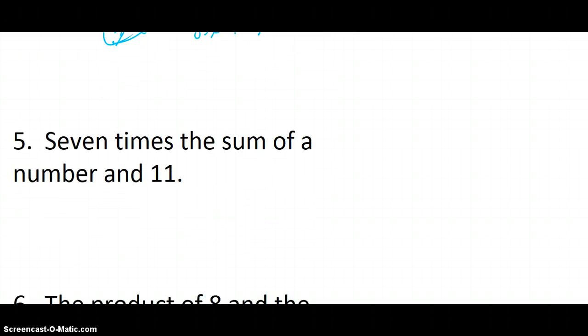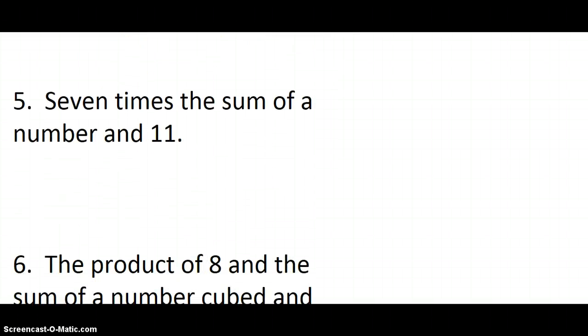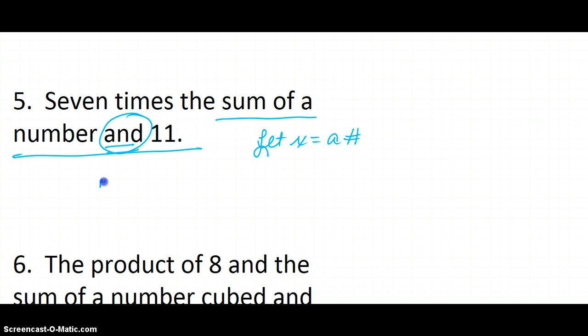Next one. 7 times the sum of a number and 11. That word "and" means that the sum of a number and 11 is one thing. That "and" should really be a big hint to you. Let's let x equal a number. 7 times the sum of a number and 11. If they belong together, we're going to put them in parentheses. The sum of a number and 11.